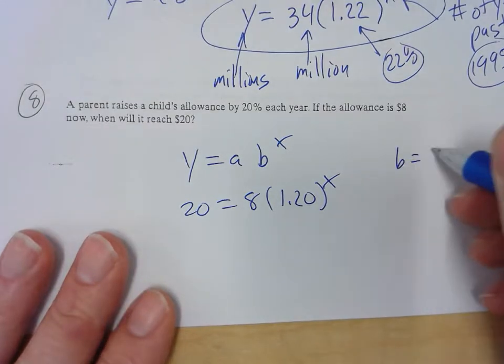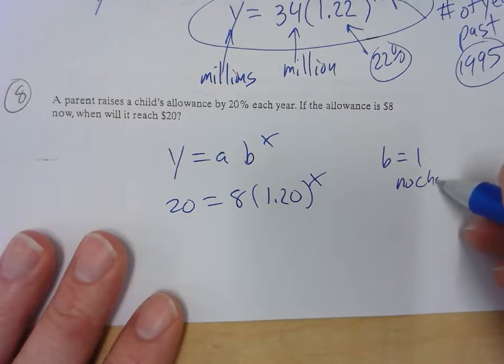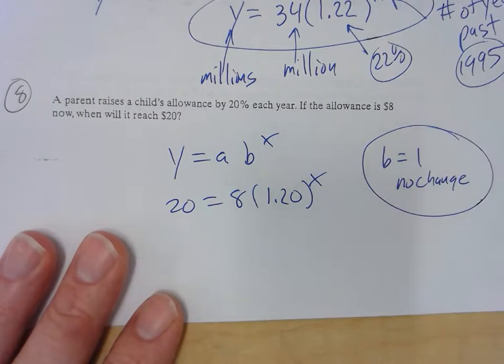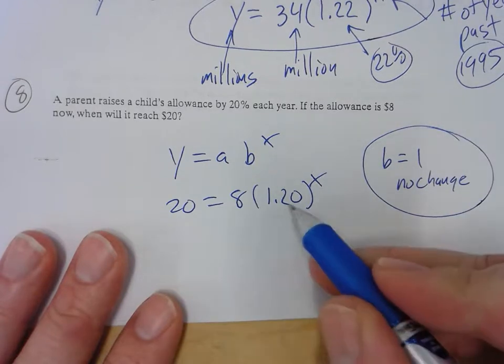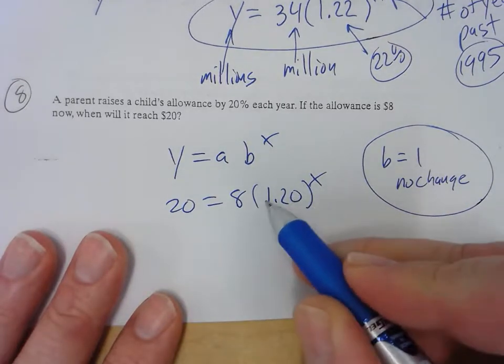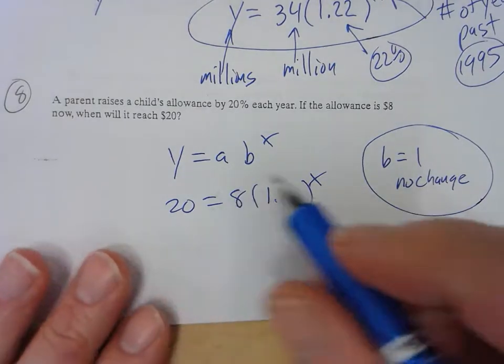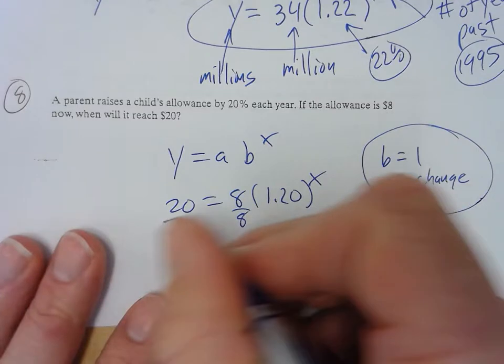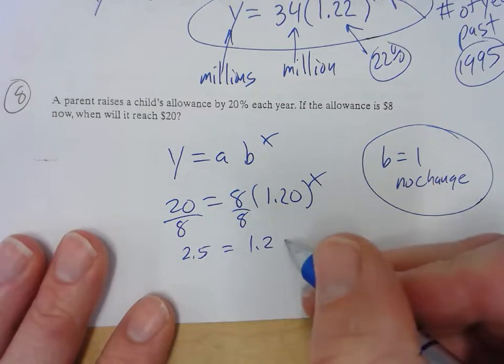So if b equals 1, there's no change, right? B equals 1 is no change at all. But when you add percents, add pennies onto the dollar, you've just made it 20 pennies or 20% more than the dollar, so that's an increase of 20%. Okay, we're going to divide by 8, we get 2.5 is equal to 1.2 to the x power.